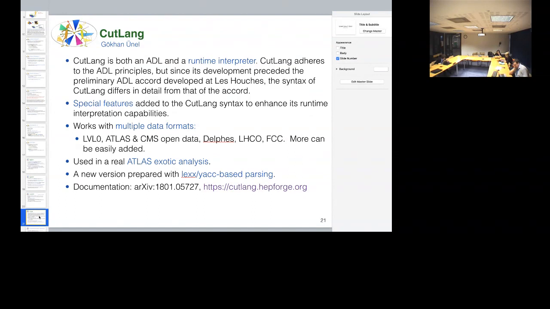And unlike the other prototypes, this one has actually been used on a real Atlas analysis. So we really got to the point where one can show that this approach can be used in real life. The other thing that was very good was that it was rebuilt to use much more formal parsing tools such as Lex and Yacc, and it has been fully documented.